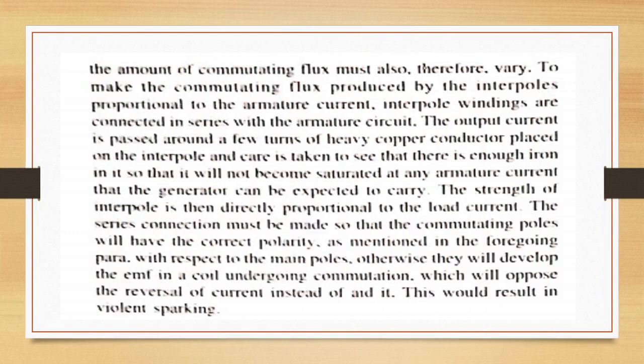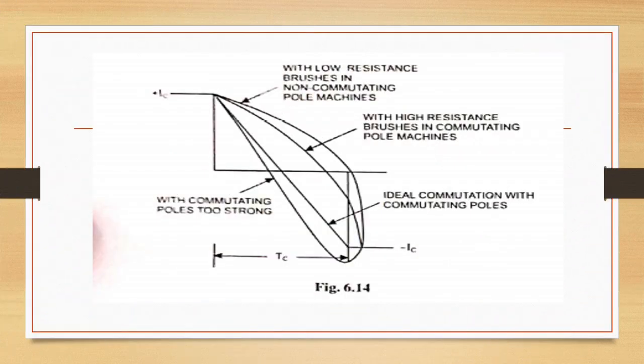To make the commutating flux produced by the interpoles proportional to armature current, interpole windings will be connected in series with the armature, and output current will be passed around a few turns of heavy copper conductor placed on the interpole, and care will be taken to see that there is enough iron in it so that it will not become saturated at any armature current that the generator can be expected to carry.